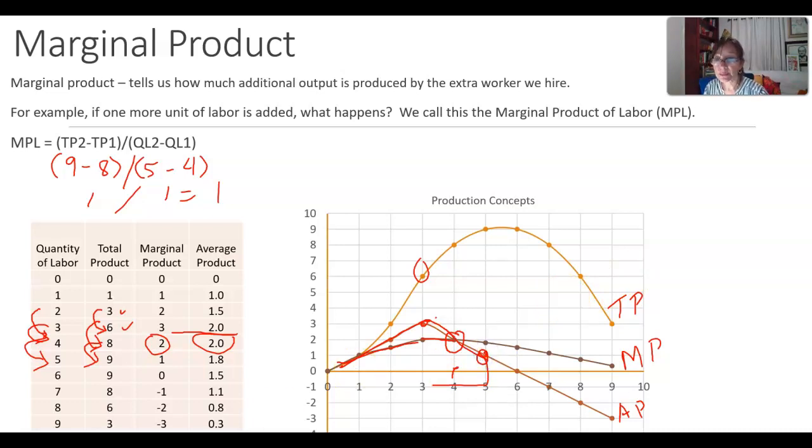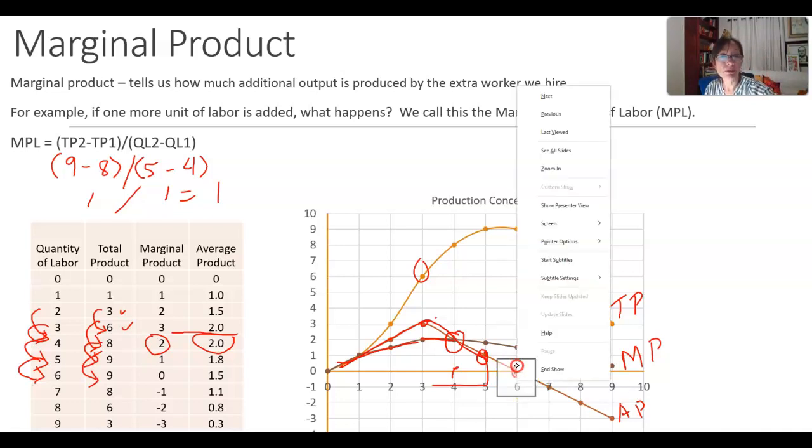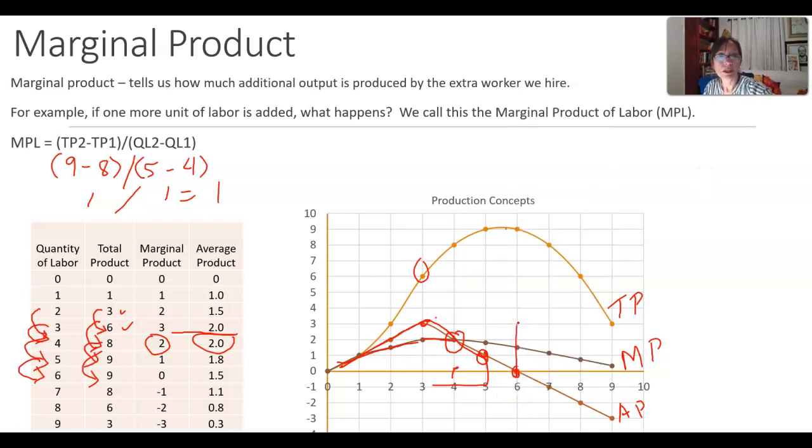Now, if we add a 6th person, what happens? Well, the 6th person doesn't really add anything, right? Marginal product is 0. So right here, our marginal product is 0. Now note, where marginal product is 0, our total product, somewhere in between 5 and 6, and we would use calculus to figure this out, we have maxed out our productivity.